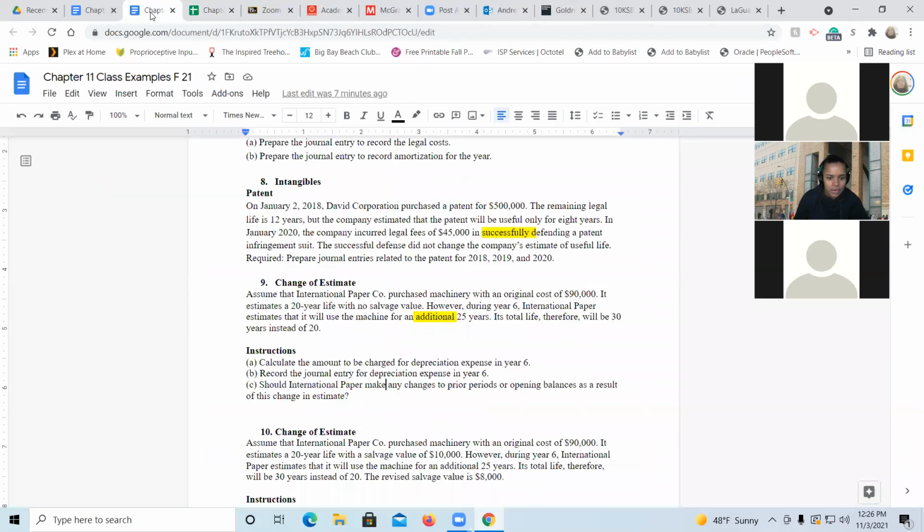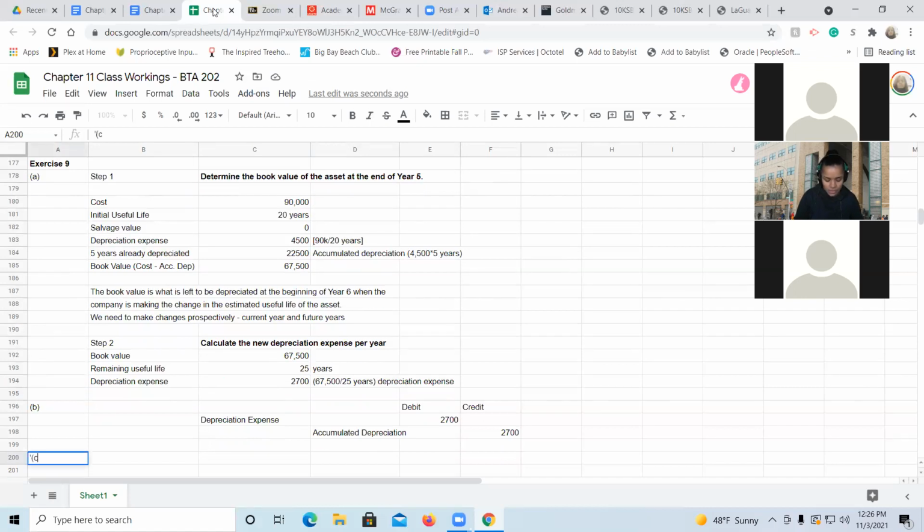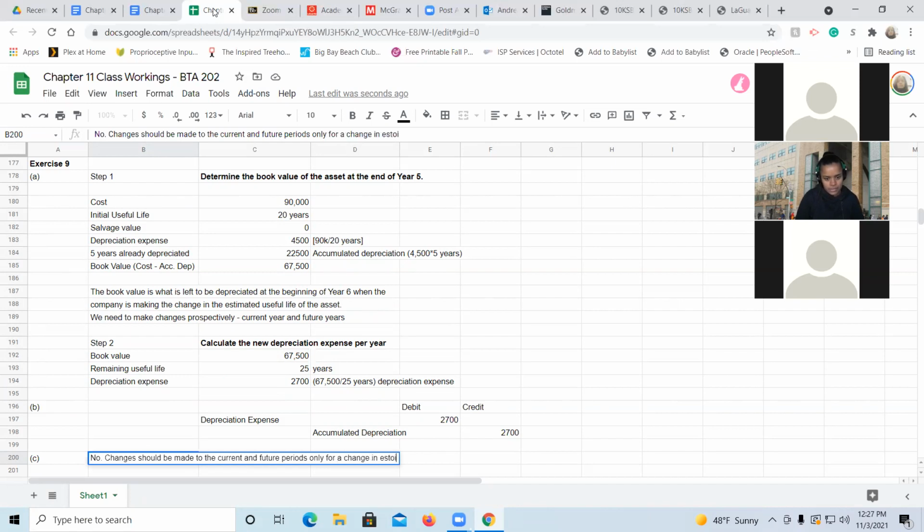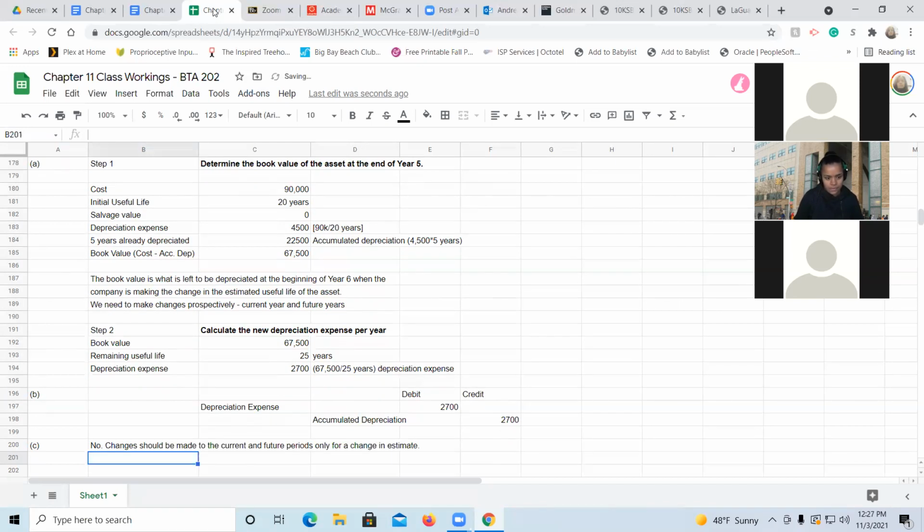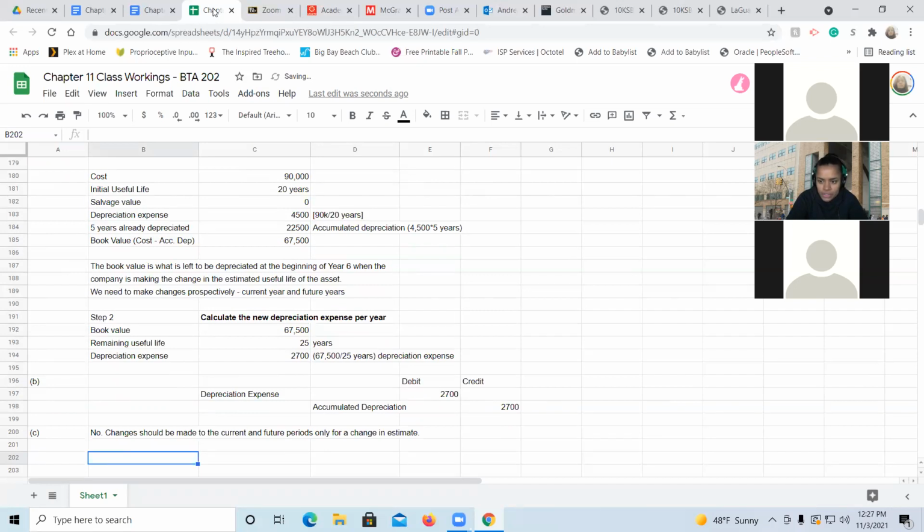And then C asks that question about should we be adjusting prior periods? And we know that the answer is no. Changes should be made to the current and future periods only for a change in estimate, which is what this is. All right, questions?